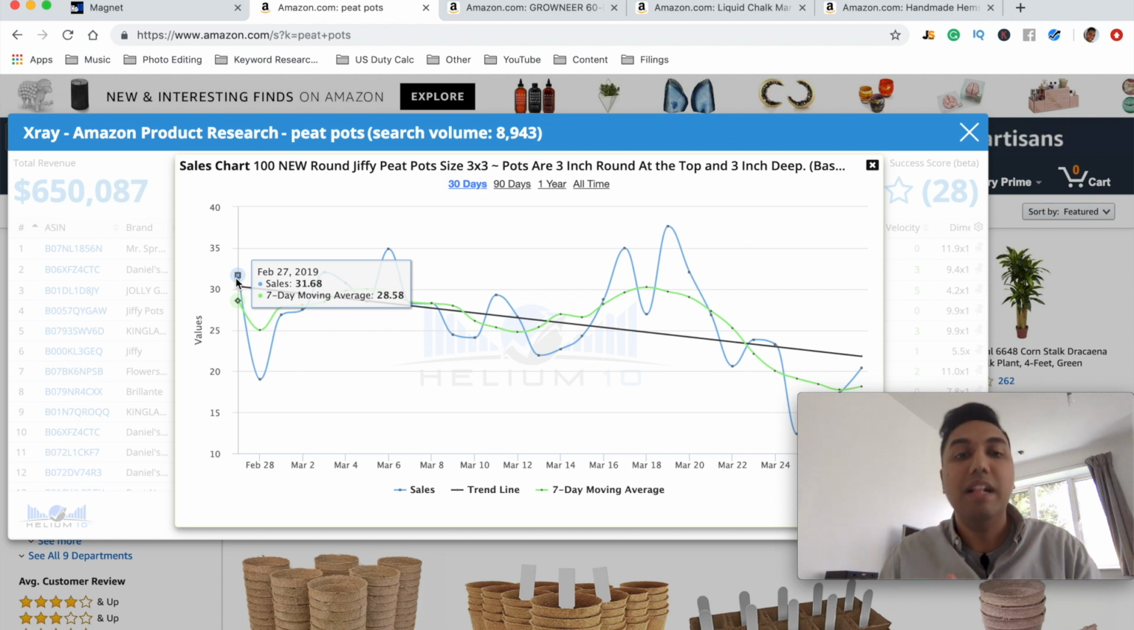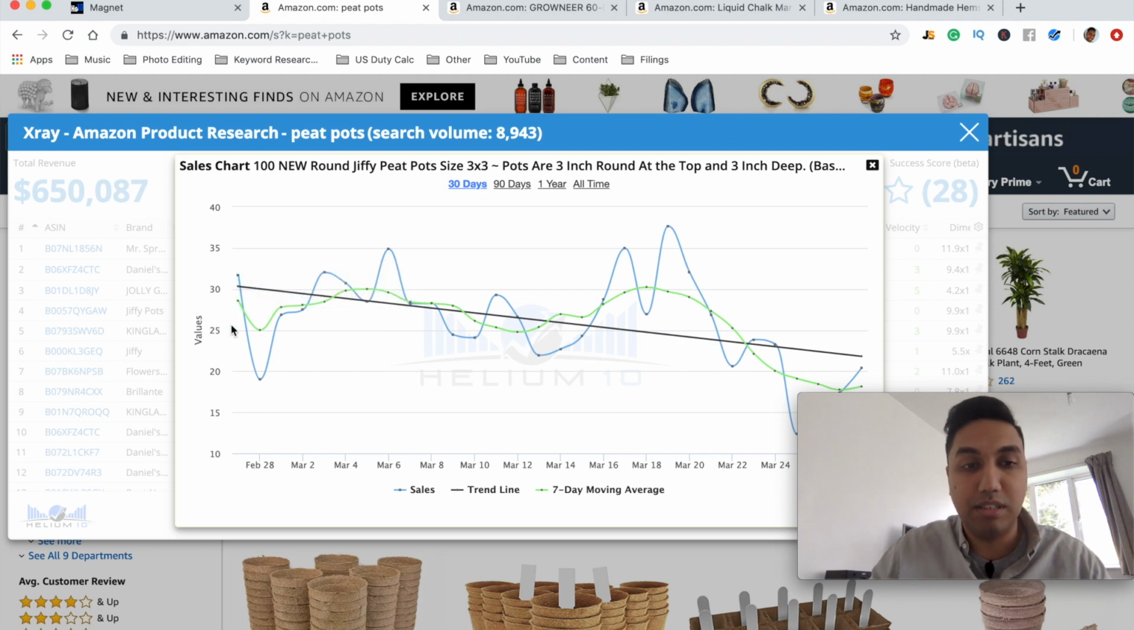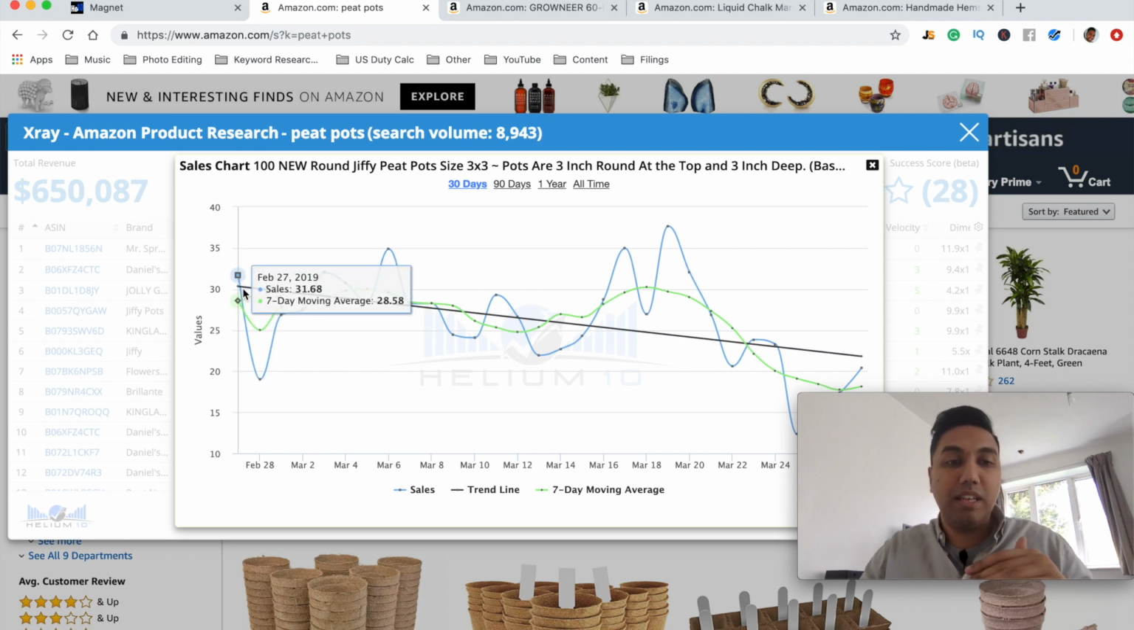That's absolutely fine. But we want to make sure over a long period of time that this line is generally going upwards or is generally smooth, and there aren't any major spikes going downwards and hitting that zero value, as you can see over here. Now the black line over here just gives you a trend line.